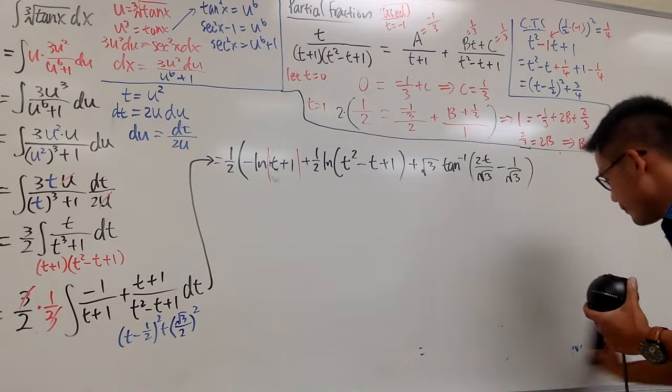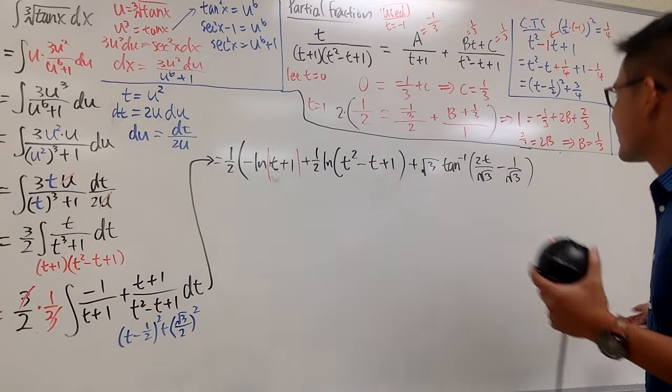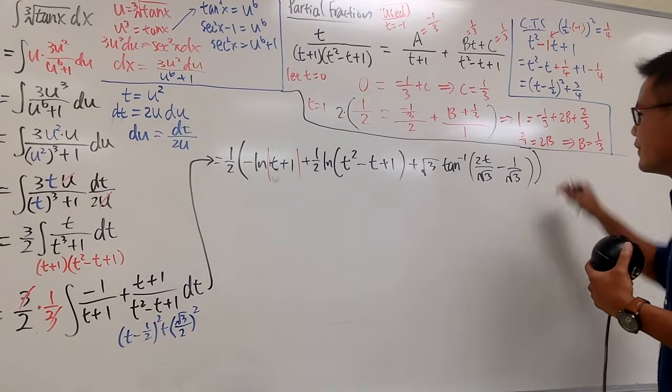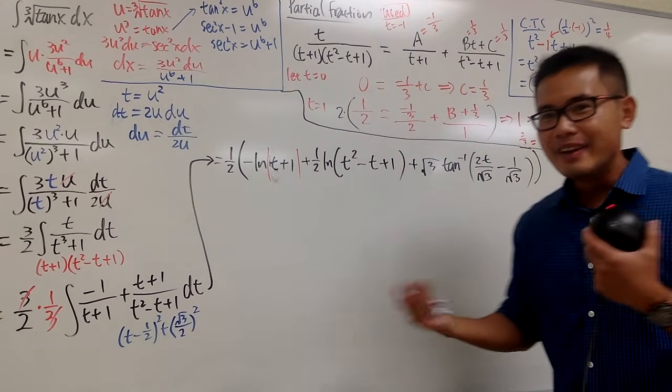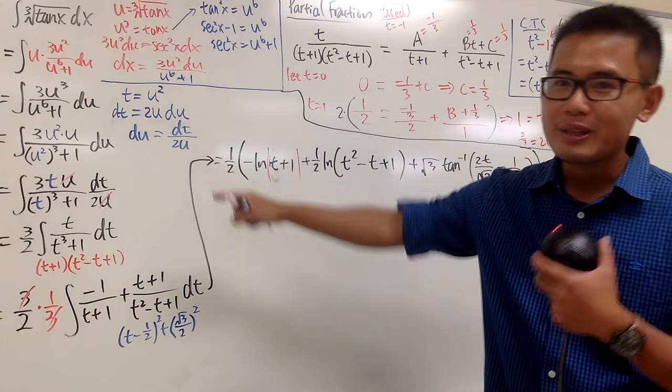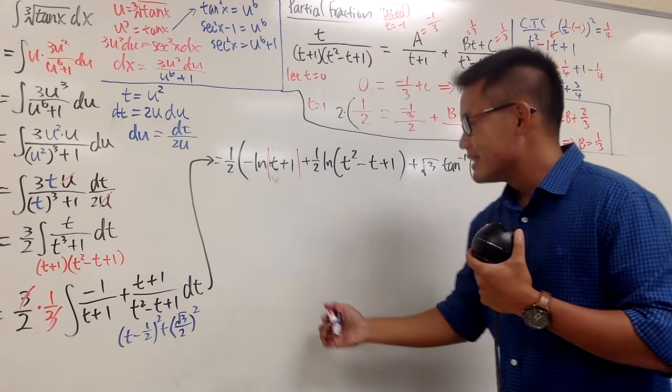All right, so that's what we have. We're done, actually, right? Well, here are a few things that we have to do. We have to distribute the 1/2 into the parentheses, and then we have to get back to the u world, and then we have to go back to the x world, right? But let's take a look.